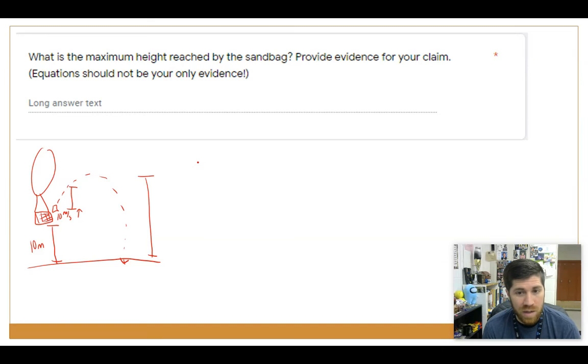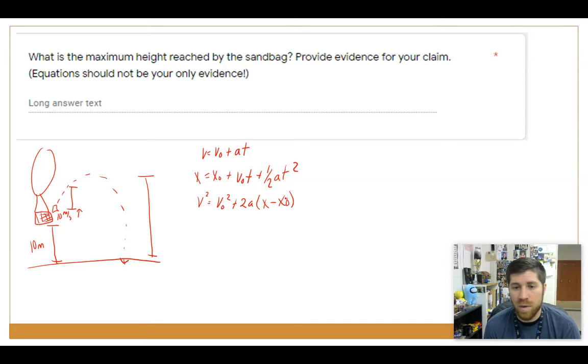So when you're thinking about your kinematic formulas, we have v equals v sub naught plus at. We have x equals x sub naught plus v sub naught t plus 1/2 at squared. And then you have v squared is equal to v sub naught squared plus 2a(x minus x sub naught). Anytime we do this x minus x sub naught, you can just write that as delta x. So this last one really is just v squared is equal to v sub naught squared plus 2a delta x, final minus initial.